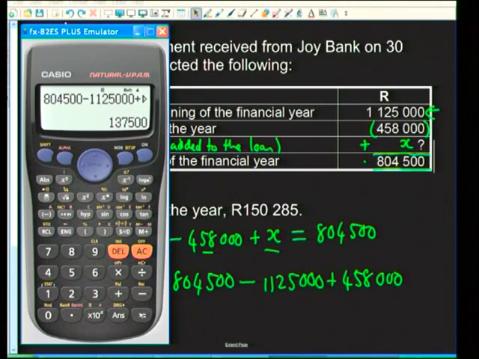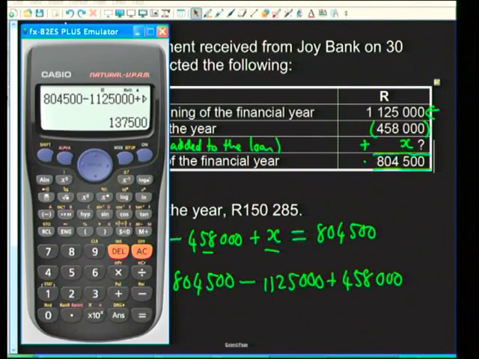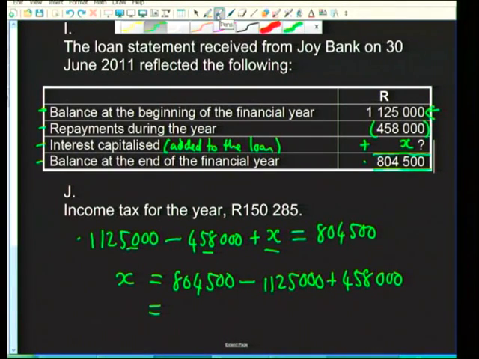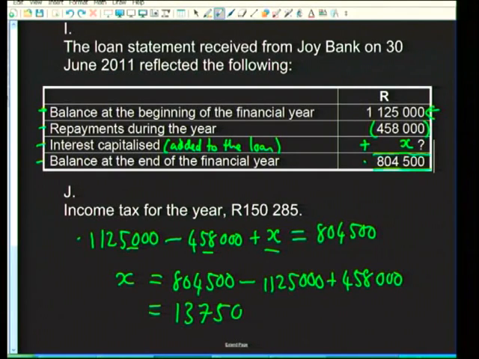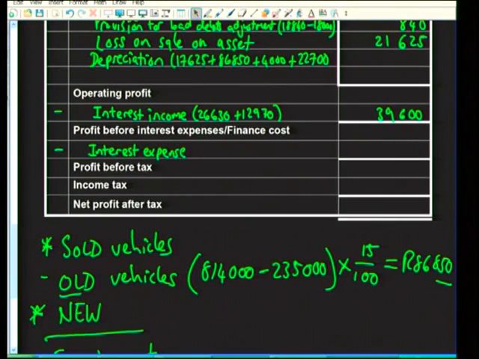The answer comes to 137,500. That is the number that must be added over here, where this X is, in order to get the answer of 804,500. And so that means that this 137,500 is actually our interest on the loan. Let's just record it over here. 137,500. And that's going to be the interest on the loan. So when we go back to the financial statement, that's going to be our interest expense.